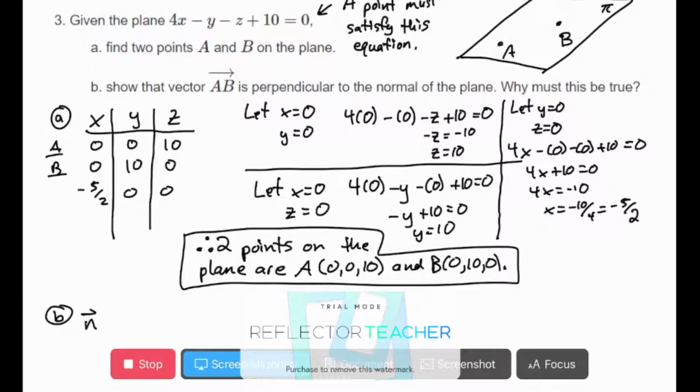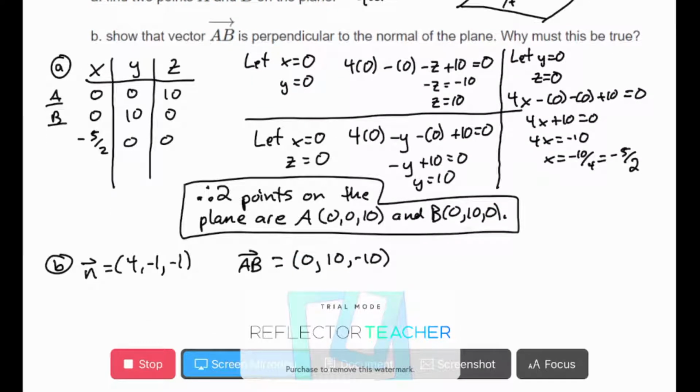So my normal vector is defined as (4, -1, -1). For my vector AB, remember I'm just taking my values from A and B: B1 minus A1, B2 minus A2, and so on. So I have 0 minus 0 is 0, 10 minus 0 is 10, and 0 minus 10 is -10. So this is my vector running from point A to point B.